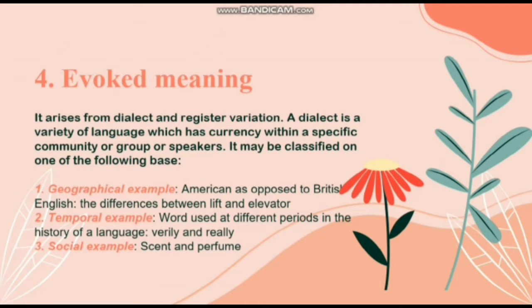First, geographical, for example, American as opposed to British. For example, we know the difference between American and British is lift and elevator. And then temporal, for example, words used at different periods in the history of a language: fairly and really. And the third one, social, for example, scent and perfume.